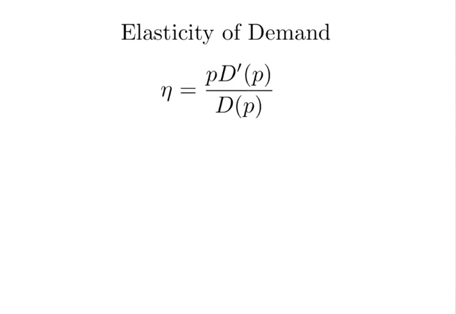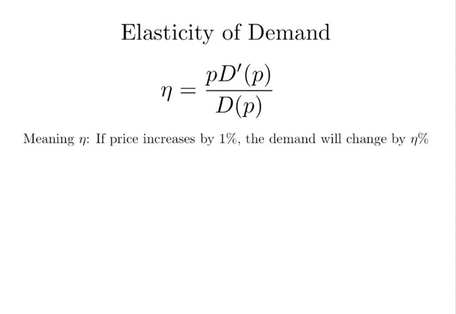The formula for elasticity of demand is eta equal to the price P times the derivative of the demand function over the demand function itself. The meaning of eta is that if price increases by 1%, the demand will change by eta%.